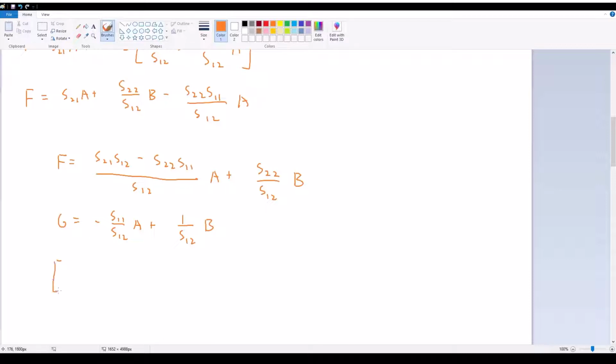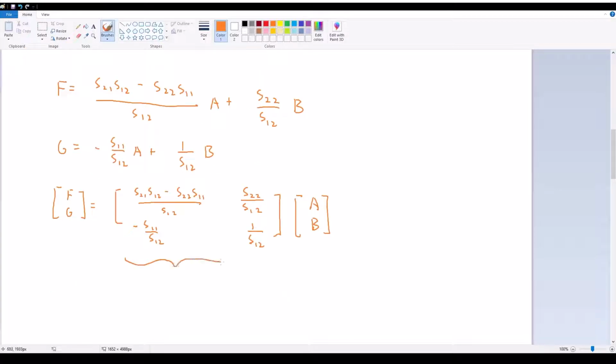This can be rewritten then as FG is equal to the matrix S21, S12 minus S22, S11 over S12. And then we have S22 over S12. And then we have negative S11 over S12. And then we have 1 over S12. And this is getting multiplied by the vertical matrix AB. So this is, therefore, our M matrix in terms of S. And with that, we are finished with the first half of this problem.